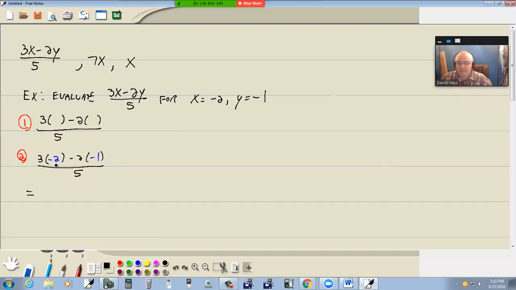Well, we got 3 times -2 is -6. -2 times -1 is a +2. Although I didn't say it, this is step 3. This right here is the order of operations. And when you have a fraction, you do the top part separate from the bottom, and then you handle the fraction. So -6 plus 2 is -4 over 5. Now I handle the fraction, but there's nothing to handle. That would be our answer. So that's evaluating.